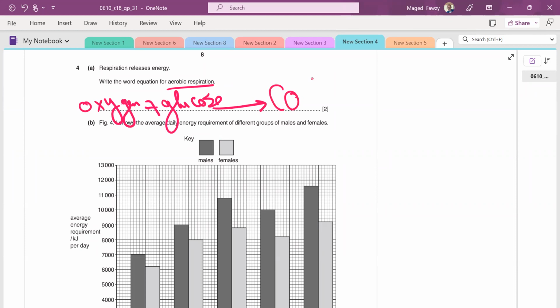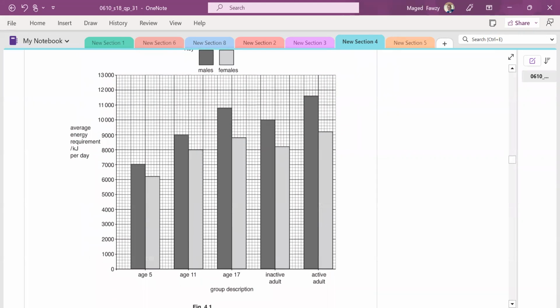Yes, exactly. I will write carbon dioxide as a formula. That's for the exam, you should write it in English. And what did you say? Water? Okay, this is the answer. So this is the 2 marks. Well done. Okay, next question.